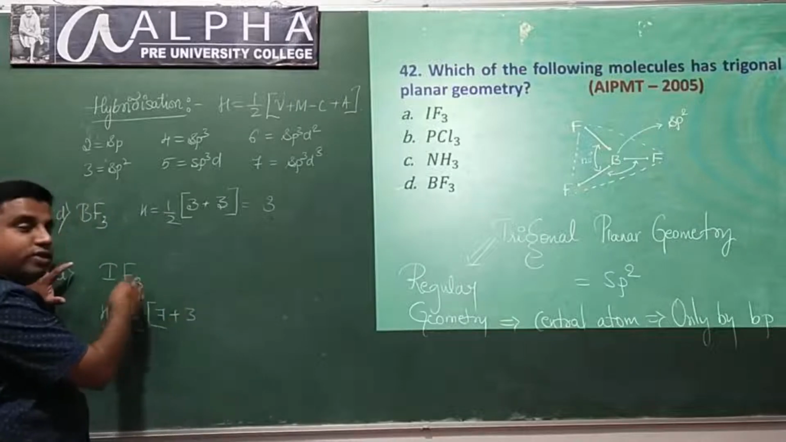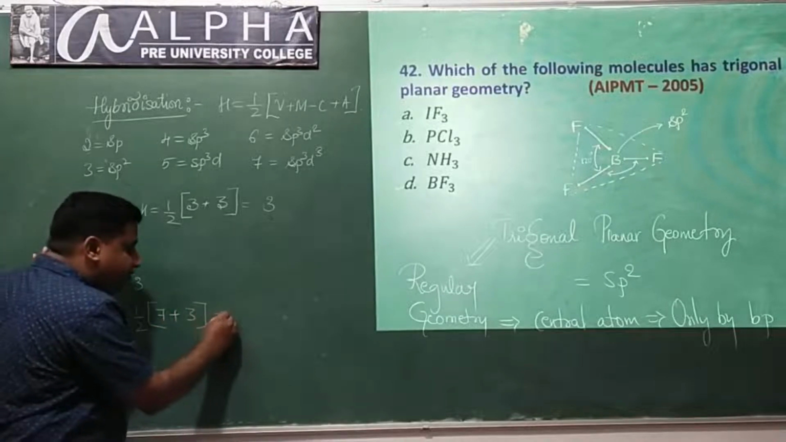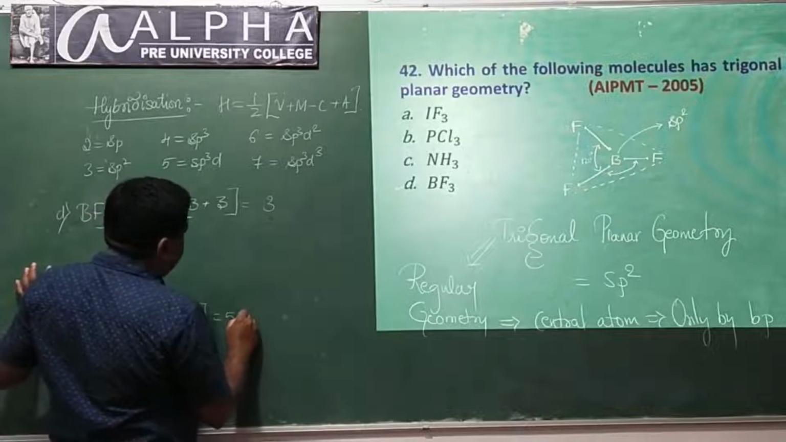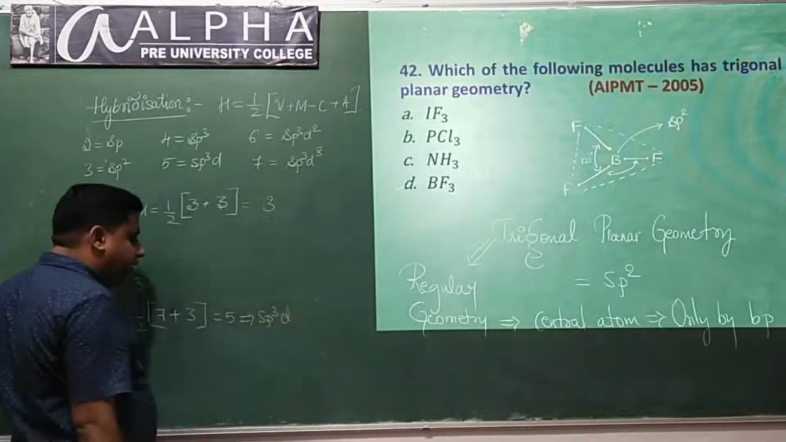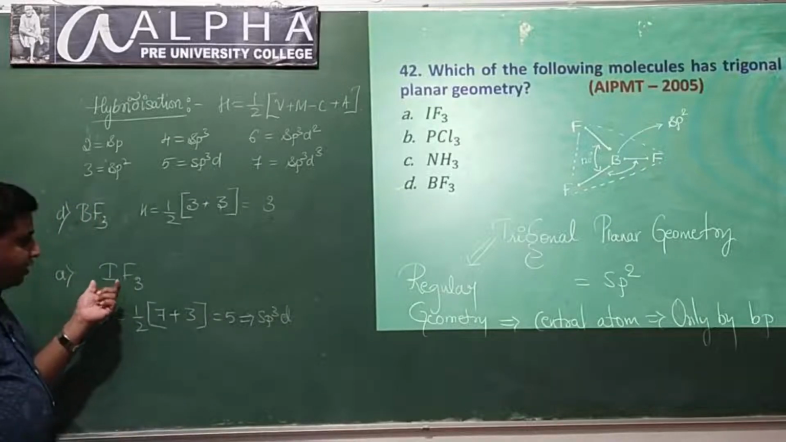Positive charge 0, negative charge 0. 7 plus 3 is 10, half of 10 is 5. 5 means what type of hybridization? 5 means sp3d hybridization. But what is the geometry of IF3?